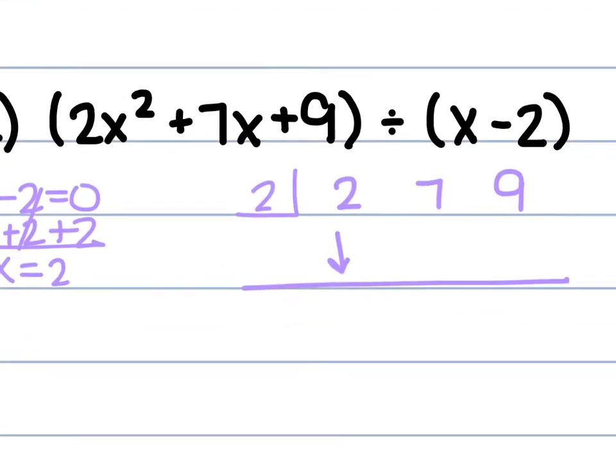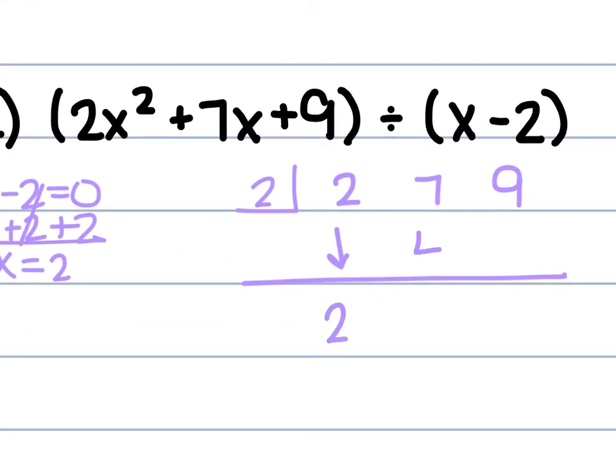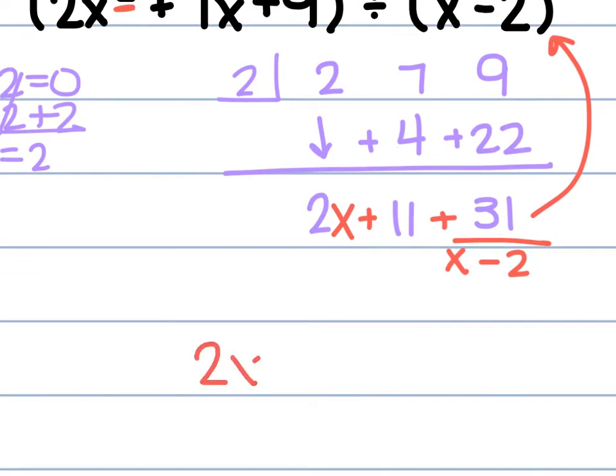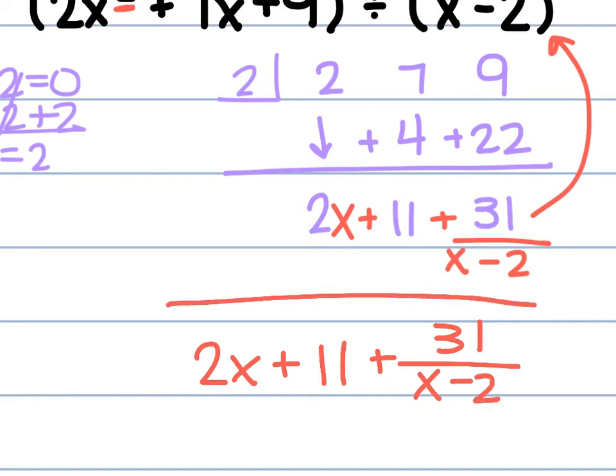2 gets dropped down. So now multiply the 2 times 2, that's 4. Add that with the 7. We have 4 plus 7 is 11. Multiply that with the 2, that's 22. 22 plus 9 is 31. So our x goes with the 2, because we started with an x squared, so minus 1 is going to give us an x. So our x is here. Then we have a plus 11 plus 31 over, what do we divide by? X minus 2. So it's going to be 2x plus 11 plus 31 over x minus 2.